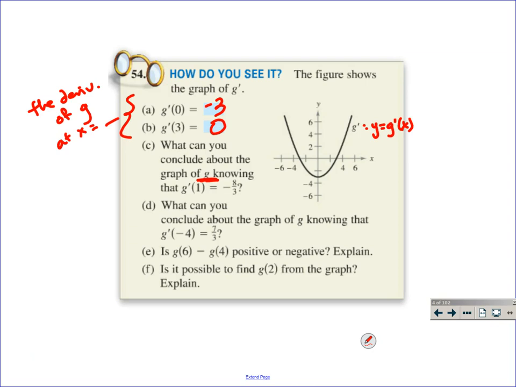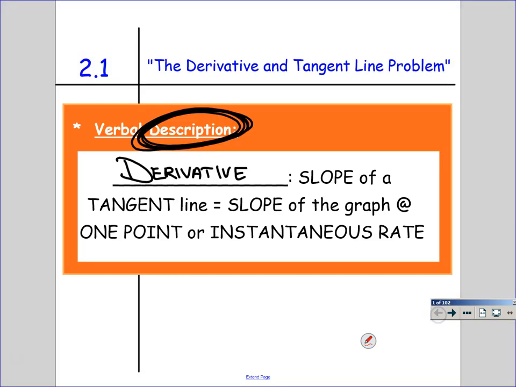If I'm trying to think about not G prime given a G prime graph, but G given a G prime, that's where I think about the verbal description of the derivative function and say, okay, who is the derivative in relationship to his original function? So verbal description, what can the derivative talk about again? Good. So all of those descriptions are talking about in relationship to an original. So that might be something that's helpful for you guys. There he is. Slope of the tangent line, slope of the graph at a point, or instantaneous rate.